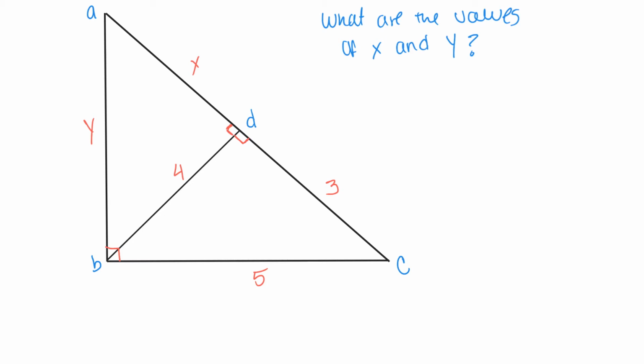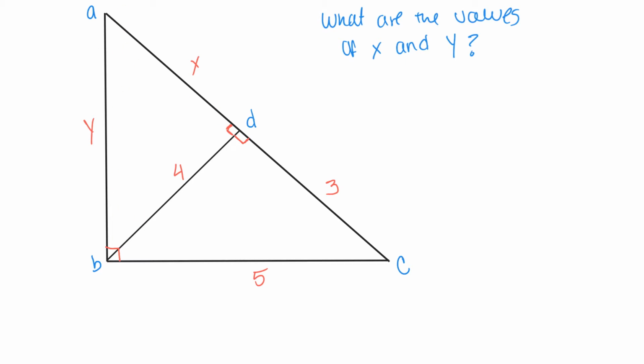Hello guys, today I bring a very interesting geometric exercise. We have a right triangle right here, A, B, C, and within this triangle we have two right triangles. And we are asked to find what are the values of x and y. So x is right here and y is right here.